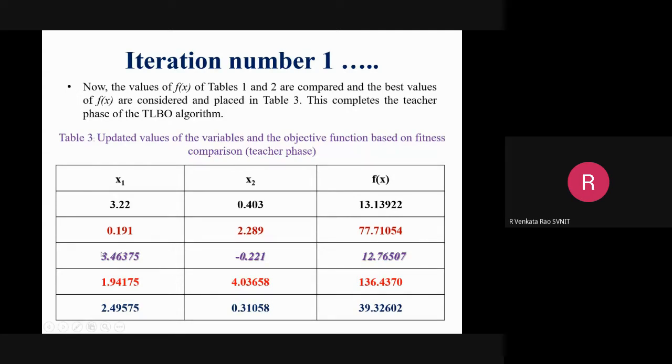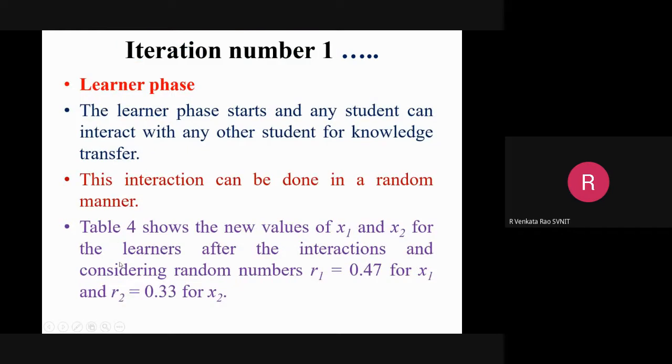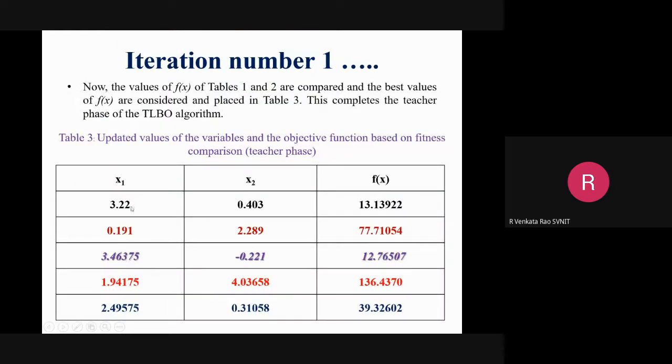Then how do we calculate the new value of x1 for learner 3? That is the old value 3.46375 plus some random number, then within brackets 3.46375 minus 3.22, because knowledge transfer is from third to 1. That is why the new value is calculated as the old value plus random number multiplied by 3.46375 minus 3.22. Similarly, how do I calculate the new value of x2 for the third candidate? The old value minus 0.221 plus random number multiplied by minus 0.221 minus 0.403.